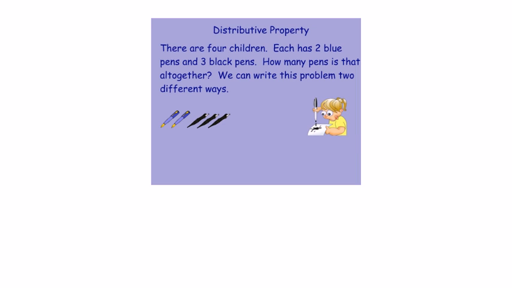which would be 2 times 4, because each child has 2 blue pens, and there are 4 children. And then express the total number of black pens, which would be 3 times 4, because each of the 4 children have 3 black pens. And because we want to figure out how many pens there are in total, we will add these two amounts.